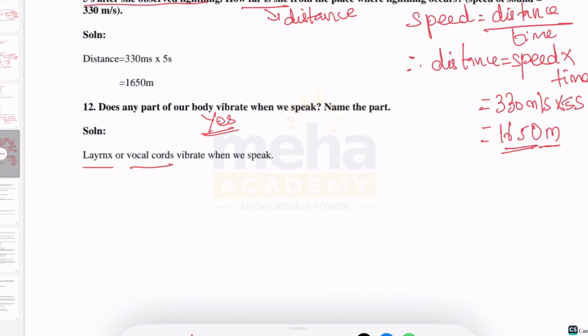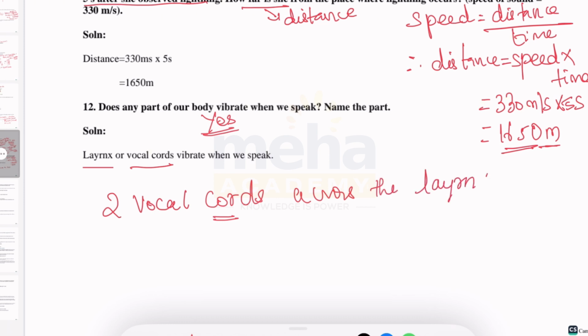How? We have two vocal cords on either side of the voice box or the larynx. Across the larynx, which is also called the voice box, the vocal cords will vibrate. Between the vocal cords we have a narrow slit.